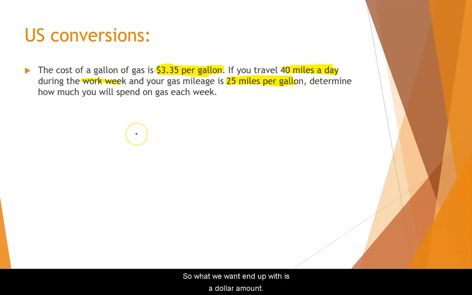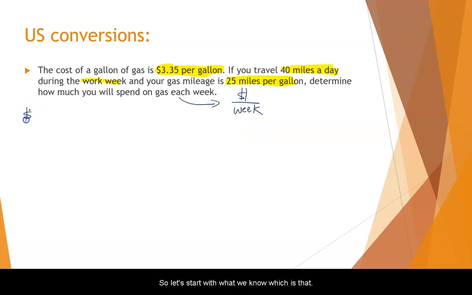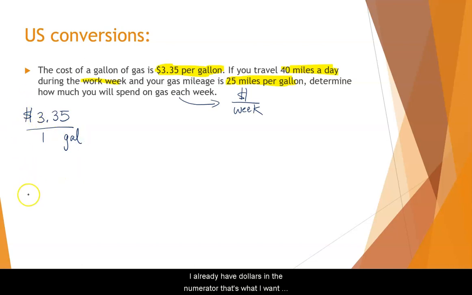So we want to end up with a dollar amount, and we can't just read the answer directly off. We're not given gas each week, but I know the unit that I want to end up with is dollars per week. So let's start with what we know, which is that gas costs $3.35 per 1 gallon. I already have dollars in the numerator. That's what I want to end up with. But I don't want gallons in the denominator.